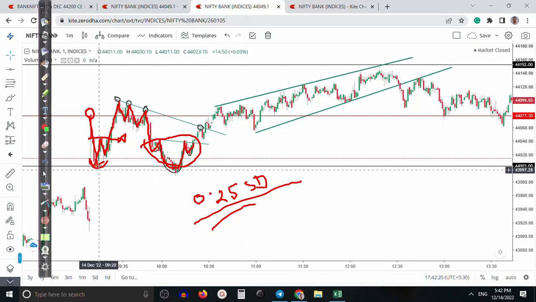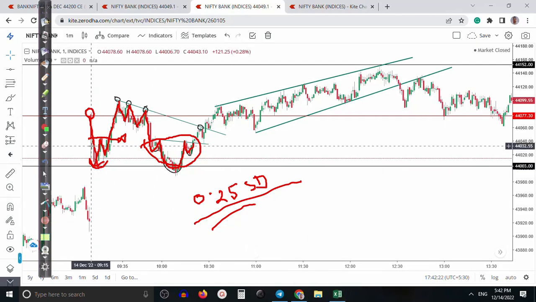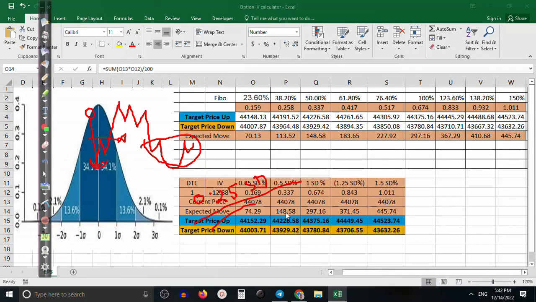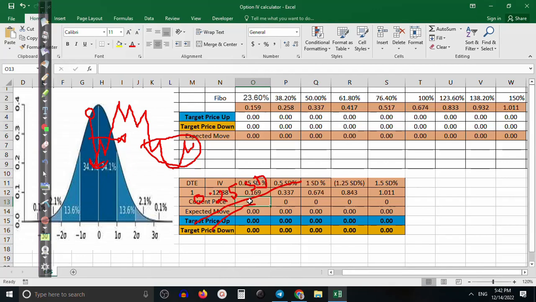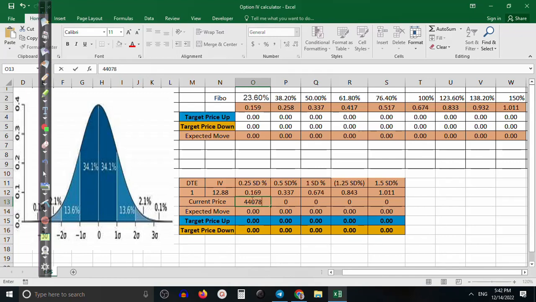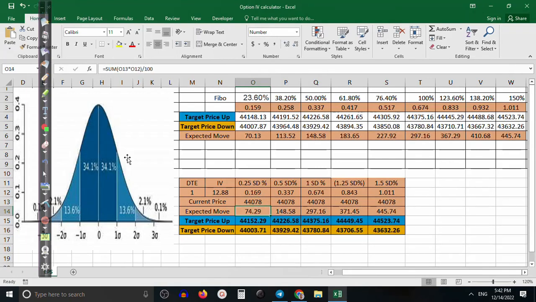Here, let's check the opening price. Opening price is 44078. Let me put it here. First, let me remove this data. Let me remove everything and use 44078. Once I click, here I can see the 0.25 standard deviation and 0.5 standard deviation, and price today is in between this range. All right, so that is why we enter.